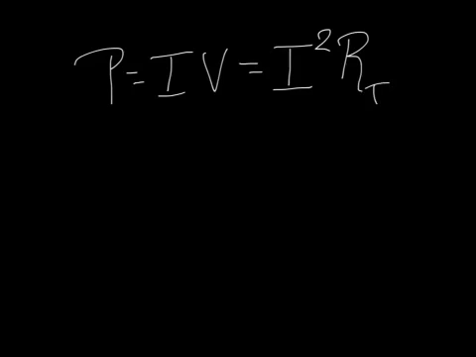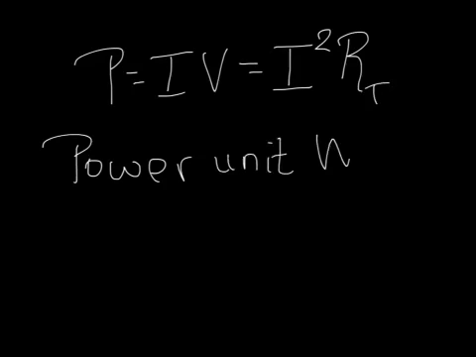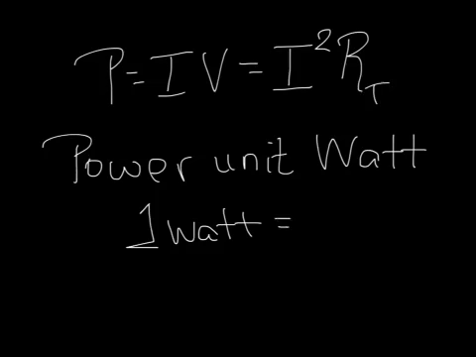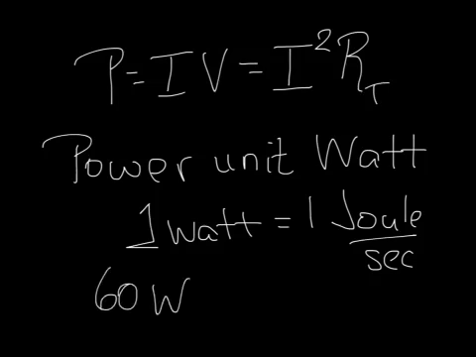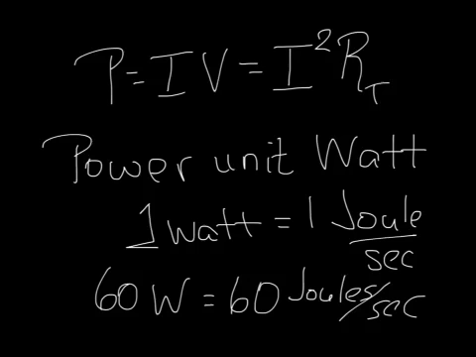The unit for power, it does have units just like everything else. The unit is a watt. And 1 watt is equal to 1 joule of energy per second. Okay? So if you have a 60 watt light bulb in your house, basically it's running 60 joules of energy per second through that line.